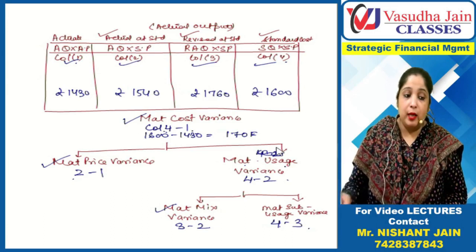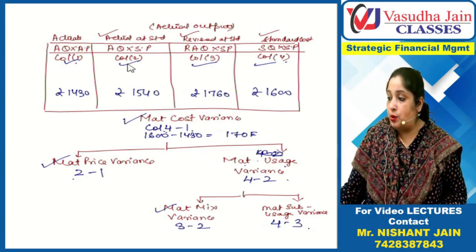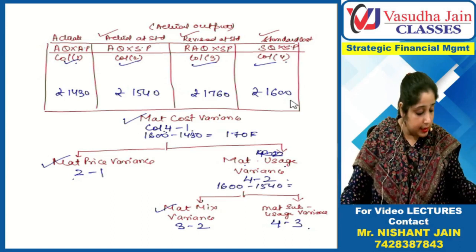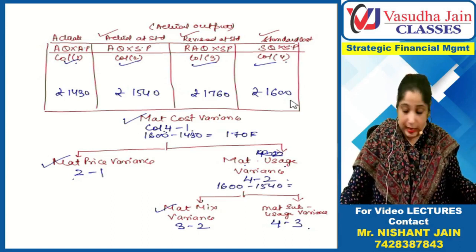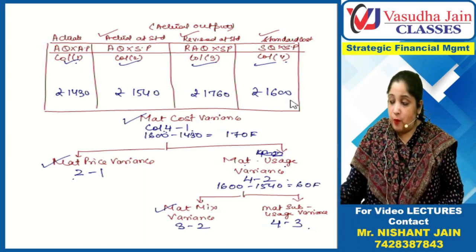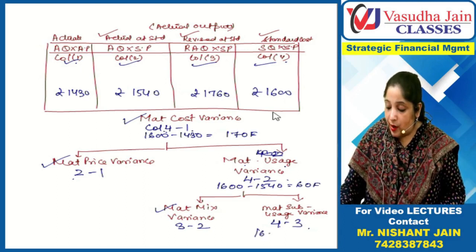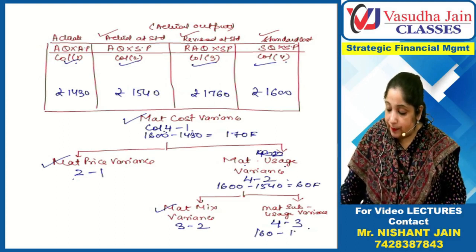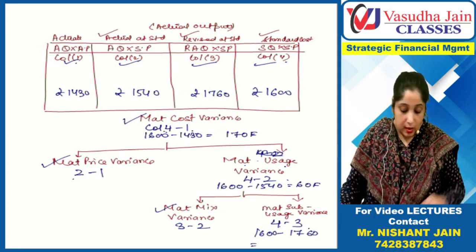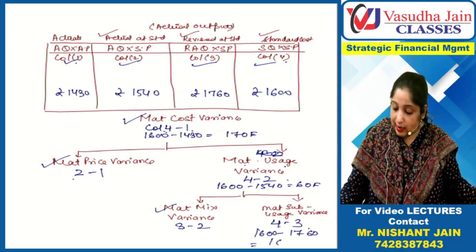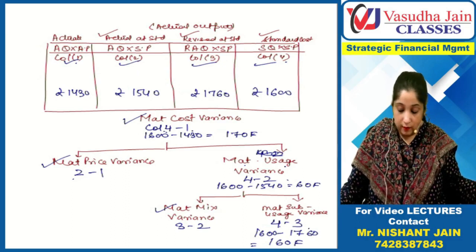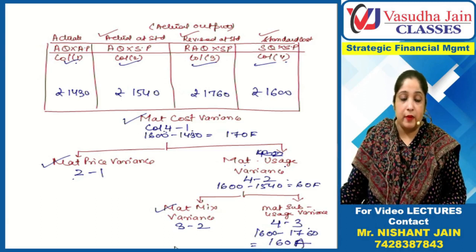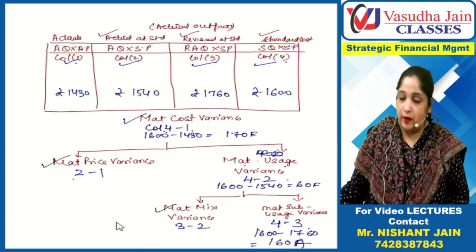If you want to compute material usage variance, you have to subtract 4 minus 2. That is 1600 minus 1540. This comes out to be 60 favorable. Then 4 minus 3: 1600 minus 1760, column number 3. This comes out to be sub usage 160 adverse. If the answer comes in negative, that means it's adverse. If the answer comes in positive, it means favorable.